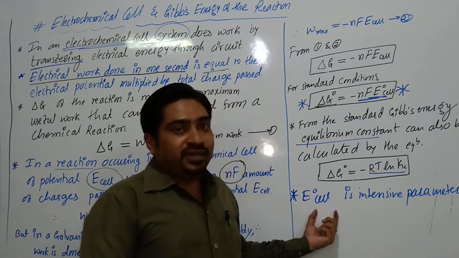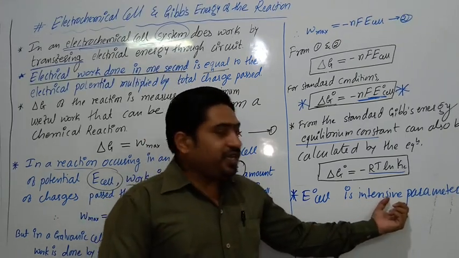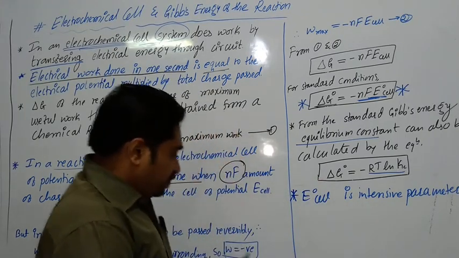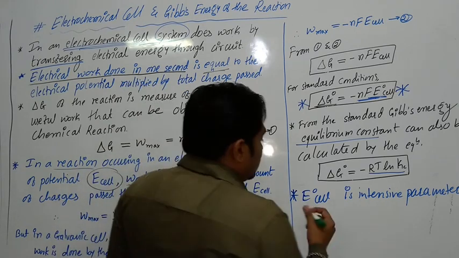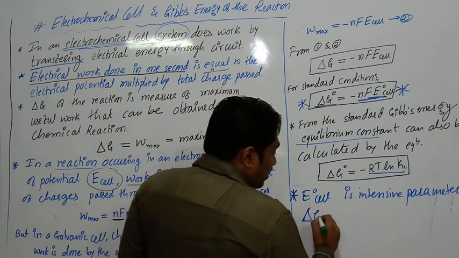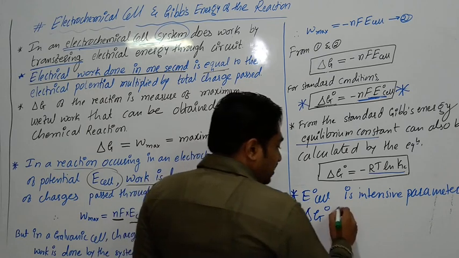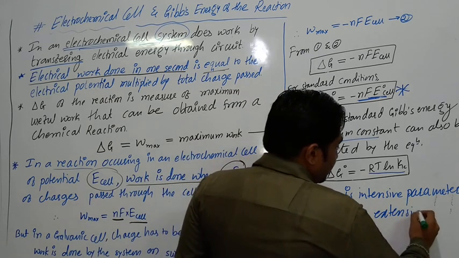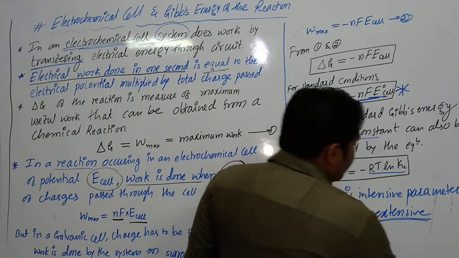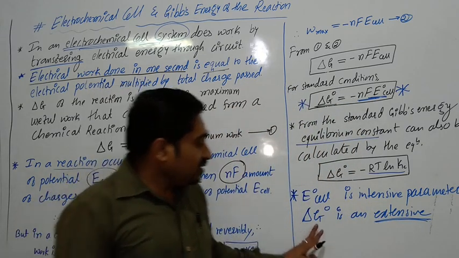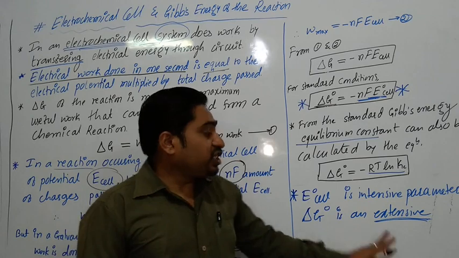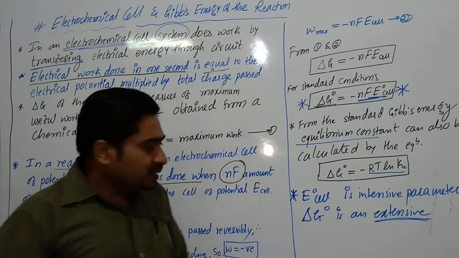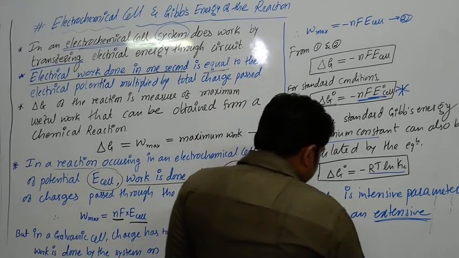So E naught cell remains constant for any quantity of the reaction, but delta G naught is an extensive property. It is an extensive thermodynamical quantity. Which one? Delta G naught is an extensive property, or extensive parameter. So this delta G naught is extensive.